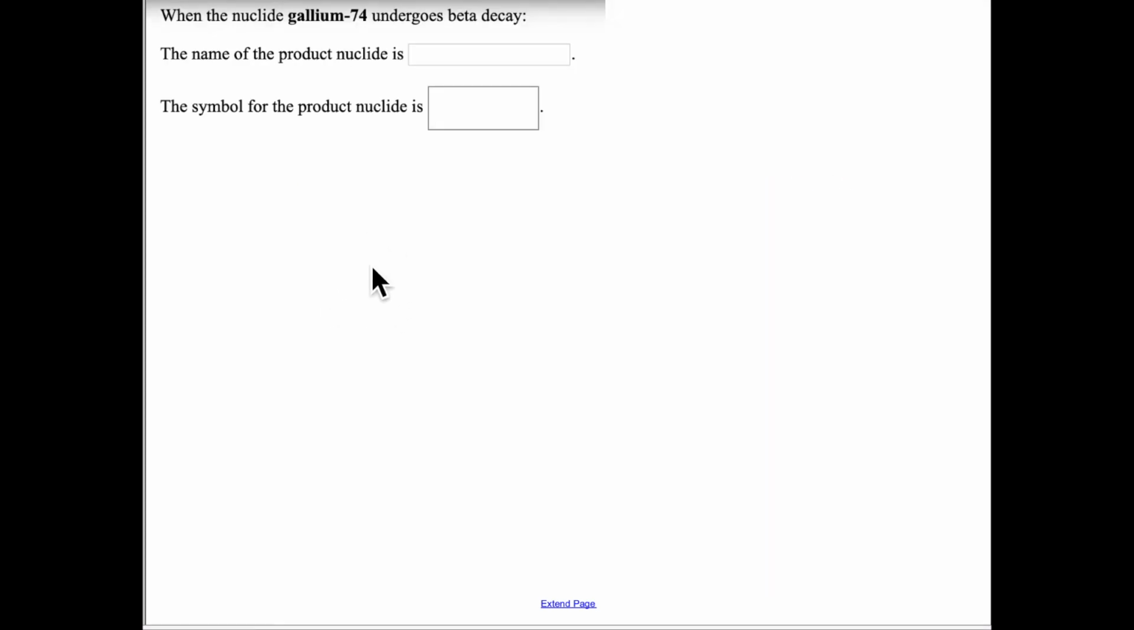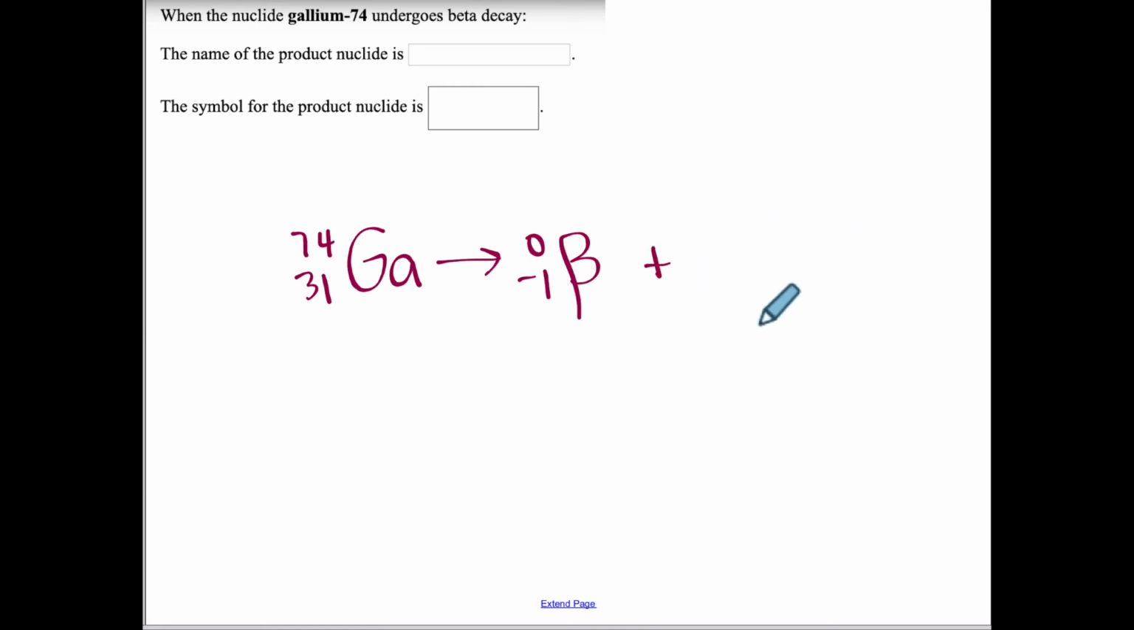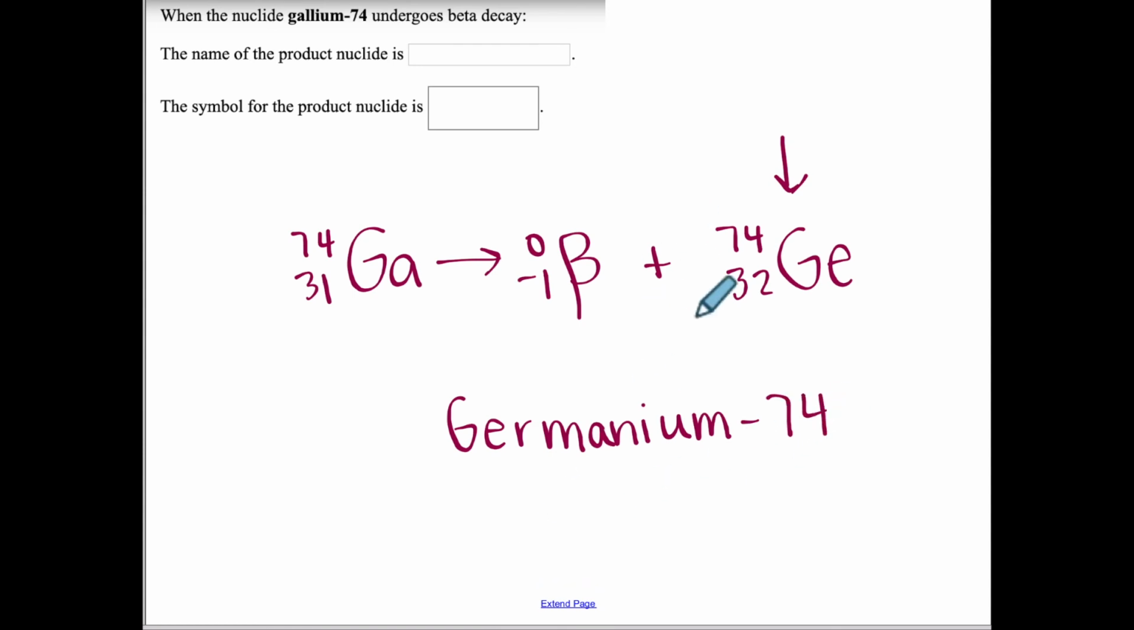In this example, gallium 74, which has an atomic number of 31, is going to undergo beta decay. So now this time we could put the beta in as 0, -1. What's going to result is going to have this top number is going to be 74. The bottom number is going to be 32. So we look up which element has an atomic number of 32 and see that it is germanium. So the product nuclide has a name of germanium 74, and it has a symbol that looks like this. So again, you'll use the boxes in OWL and put that right in there.